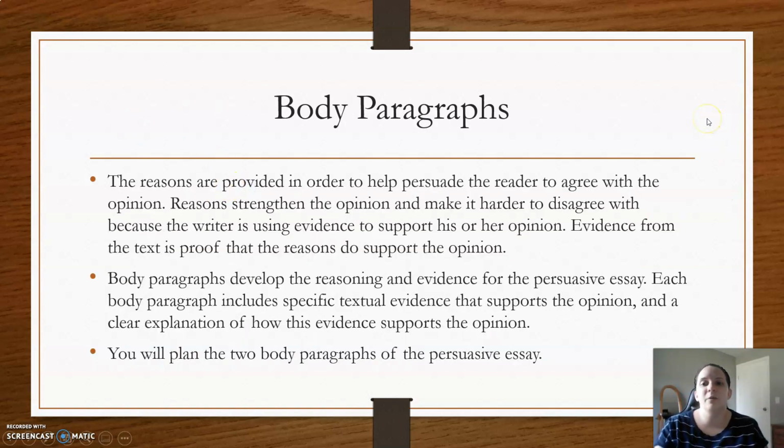So the reasons are provided in order to help persuade the reader to agree with you. By strengthening your opinion, it makes it harder for them to disagree. And it's also important to have evidence as proof that you know what you're talking about and that it supports what your opinion is. Body paragraphs also develop the reasoning and evidence for the essay.